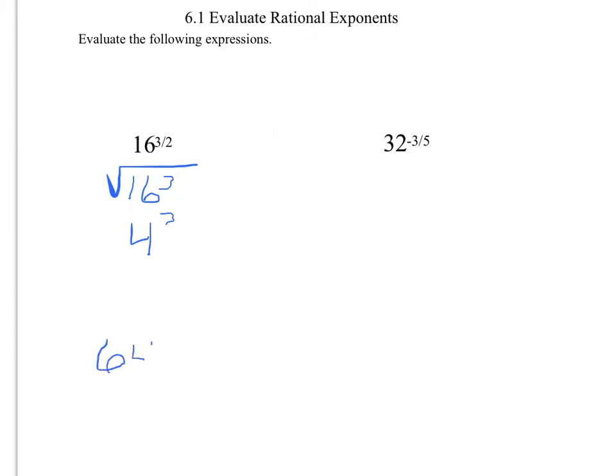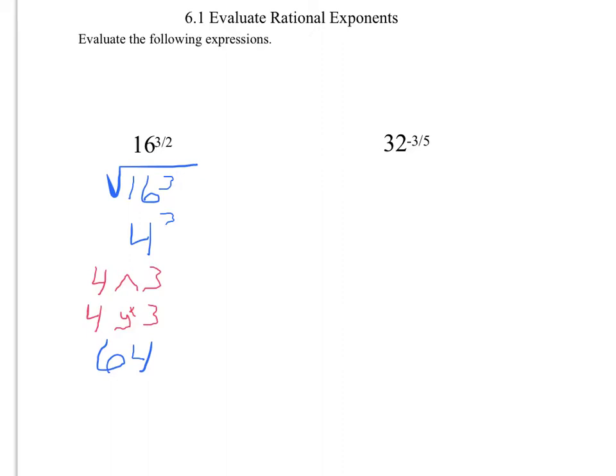Now, some of you, plugging it into your calculator, it would look something like this, 4 with that caret up to the 3rd. Some of you, it would be 4, y to the x, 3rd. Okay?